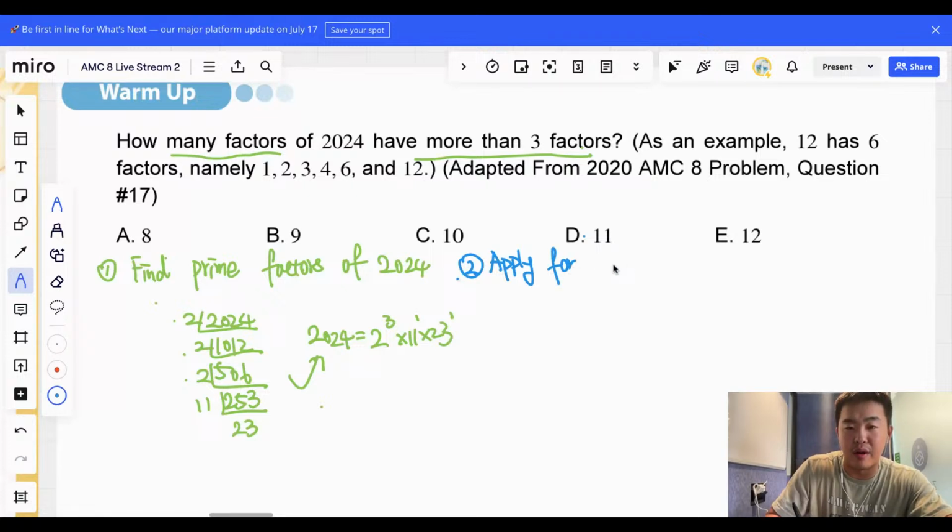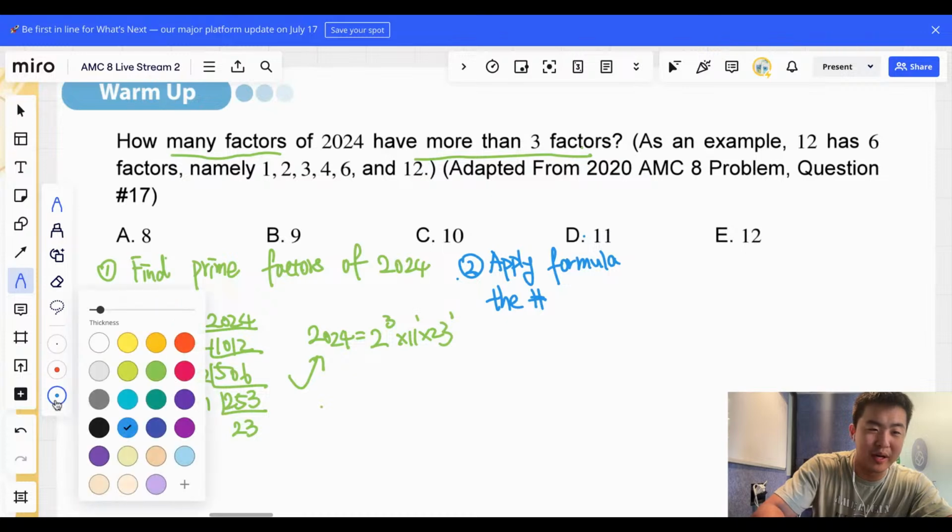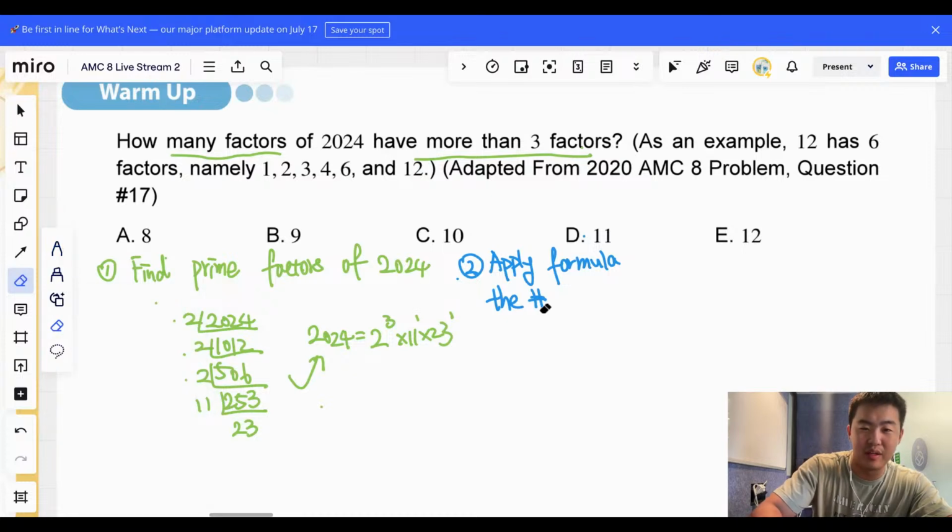Apply formula, okay? And what is the formula? So the idea is that I will use that symbol for number, okay? So that will make me writing faster. So let me rewrite that. So the formula tells us that, okay, this is my pen.